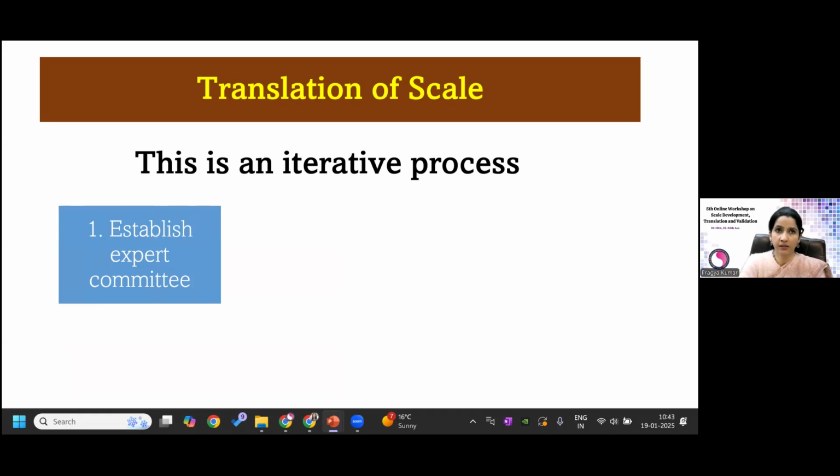For this, the first step is to establish an expert committee. This is always said, but if you try to find an expert committee, it is a difficult task, because experts are spread all over India. If anybody agrees to be an expert for your translation process, that is good. Otherwise, what you can do is have one language expert in your team. You are there as a researcher, and then you can ask someone who is knowledgeable about your topic and who has command of both languages, Hindi and English in the case of Bihar.